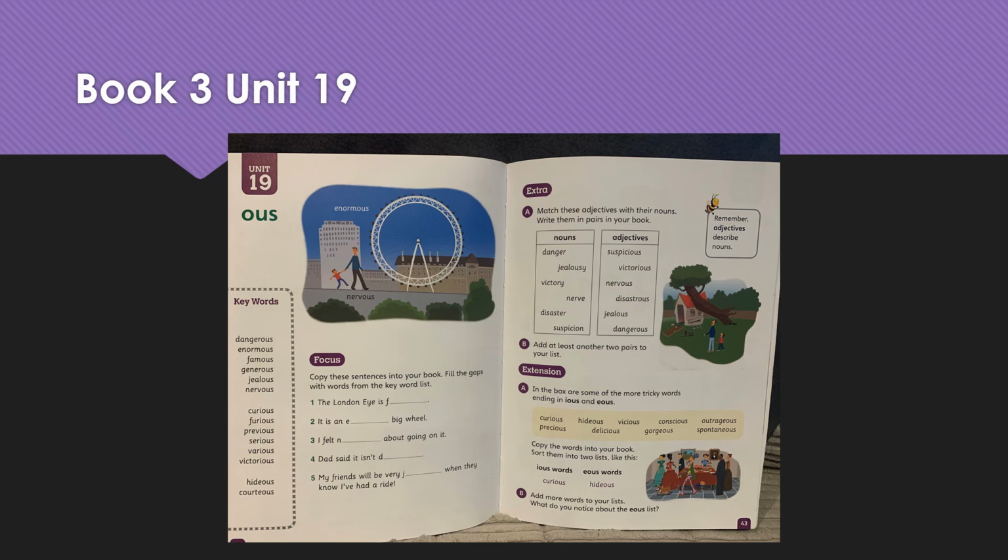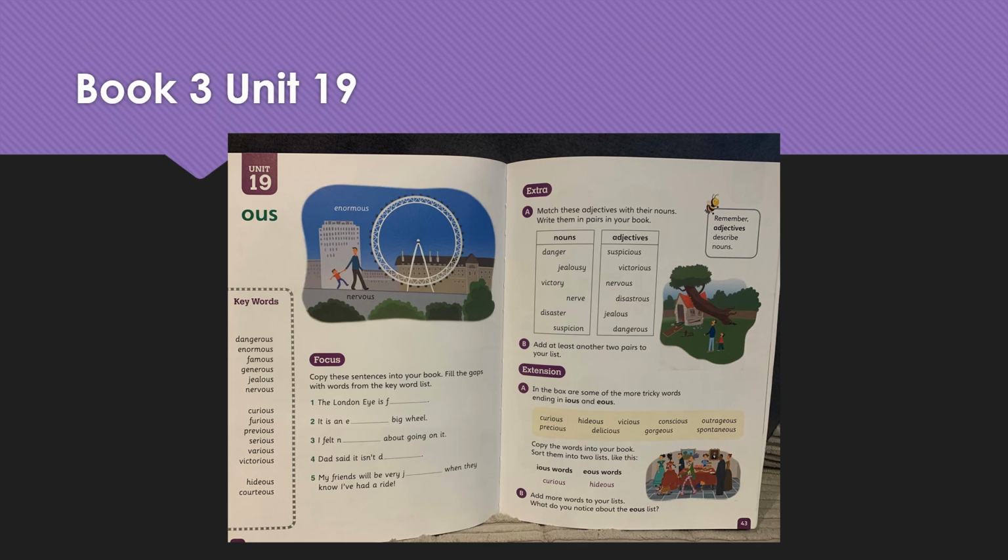This week you are going to be working on Book 3, Unit 19. You have your keywords listed on the left-hand side. For focus, you are asked to copy these sentences into your book and fill the gaps with the words from the keyword list. For extra A, you are asked to match the adjectives with their nouns and write them in pairs in your book. Remember, adjectives describe the nouns. For extra B, you are asked to add at least another 2 pairs of words similar to this to your list.